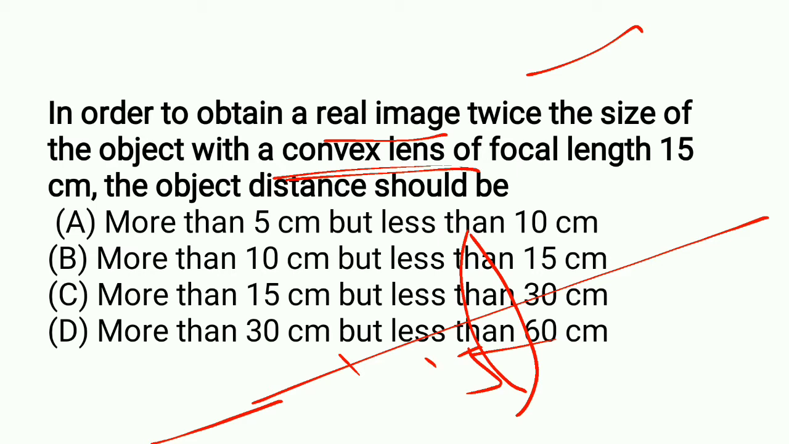If you keep the object more than 5 centimeter but less than 10 centimeter, you will not get the enlarged image. So let's move to option B, more than 10 centimeter but less than 15 centimeter. No, this will not give twice the size of the object. Now option C, more than 15 centimeter but less than 30 centimeter. Yes, if you keep the object between the focus and the center of curvature, you will get a larger image. So here option C is the correct answer.